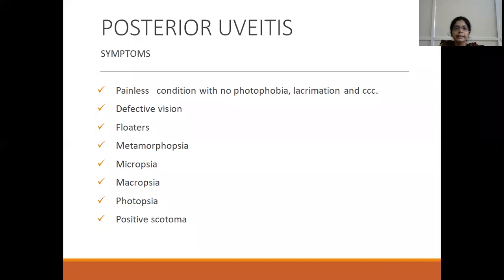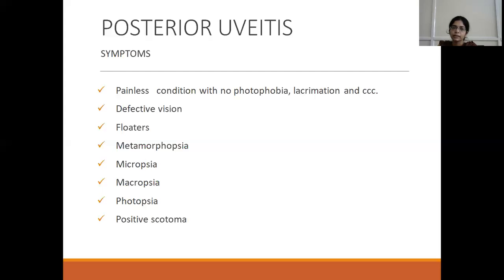Now, what can be the symptoms of posterior uveitis or choroiditis? Because it is involving the posterior part, whatever symptoms we get will pertain to the posterior part. So the anterior segment is usually quiet. It is a white eye, very quiet, unless there is spillover, that is, the inflammation is spreading from the posterior part to the anterior part. Then you will tend to have symptoms of anterior uveitis as well. But usually it is posterior uveitis.